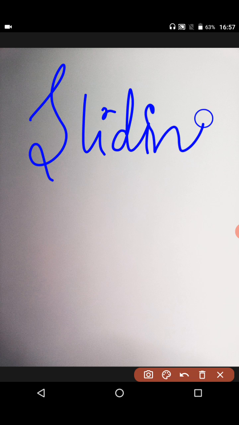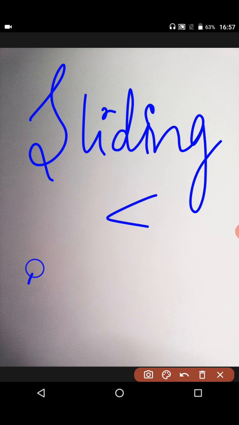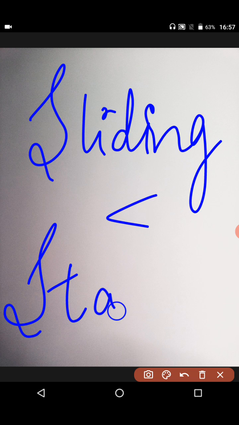Now we have to discuss static friction. We already discussed it, right? So we have to learn which is smaller, which is greater, sliding or static. First take sliding. Sliding friction is slightly smaller than static friction. Slightly, very slightly. There is a bit of difference.